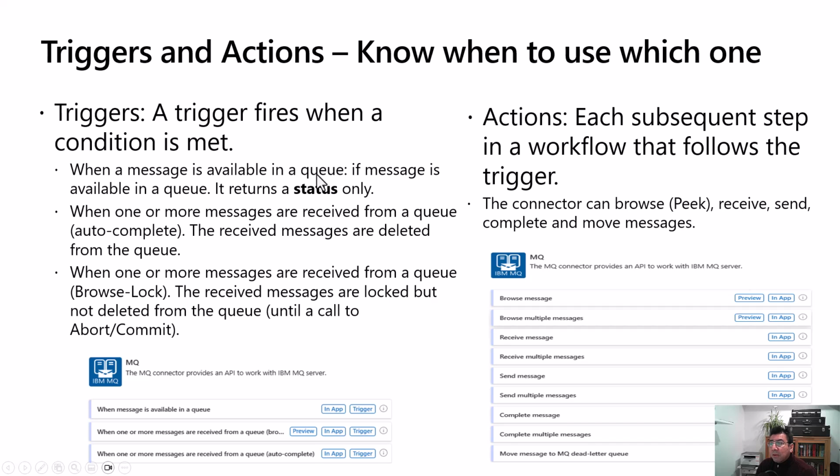If a message is available in a queue, it returns a status only. When one or more messages are received from a queue autocomplete, the received messages are deleted from the queue. Or when one or more messages are received from a queue, browse log, the received messages are logged but not deleted from the queue. The second and the third are fairly similar. The main difference is that the third one will provide an option to abort or commit the operation.